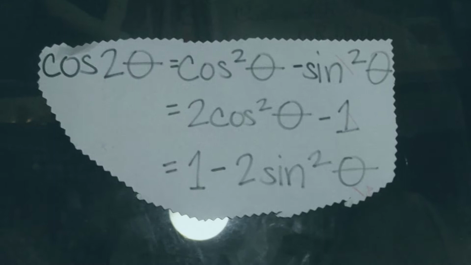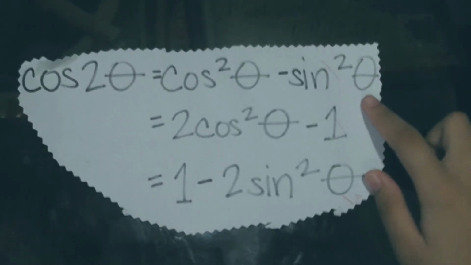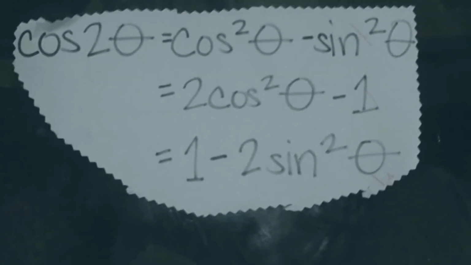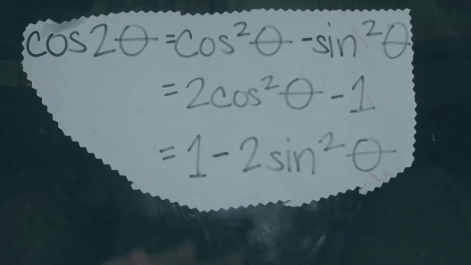Cosine 2 theta is equal to cosine squared theta minus sine squared theta, which I really recommend because it is the easiest. Or if you want, you can use 2 cosine squared theta minus 1, or 1 minus 2 sine squared theta. And the last will be for tangent.